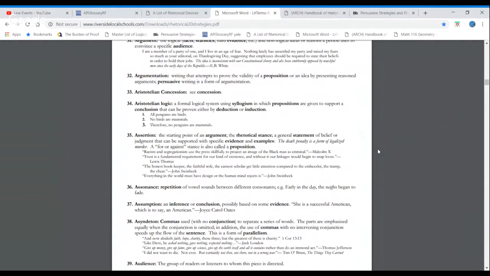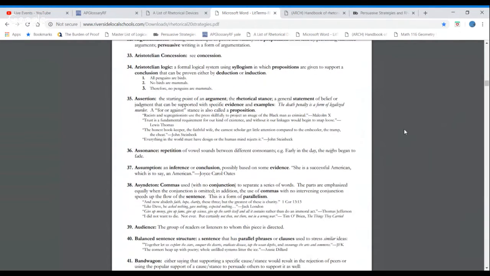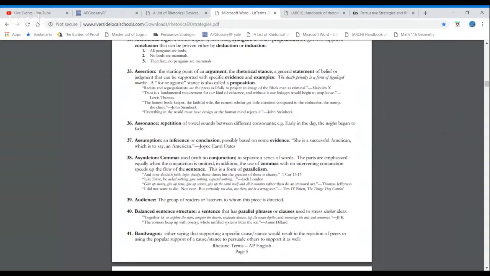All penguins are birds, no birds are mammals, therefore no penguins are mammals. Assertion: the starting point of an argument, the rhetorical stance, a general statement or belief or judgment that can be supported with specific evidence and examples. A for or against stance is also called a proposition. Assonance: repetition of vowel sounds between different consonants. Example: early in the day, the nays began to fade.